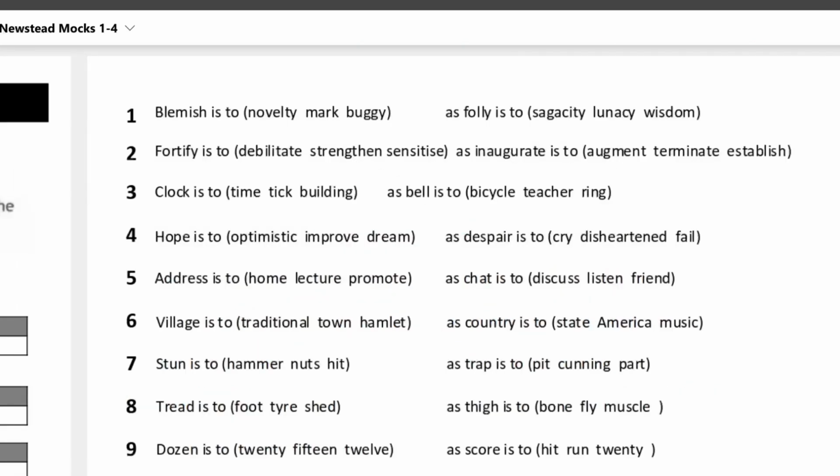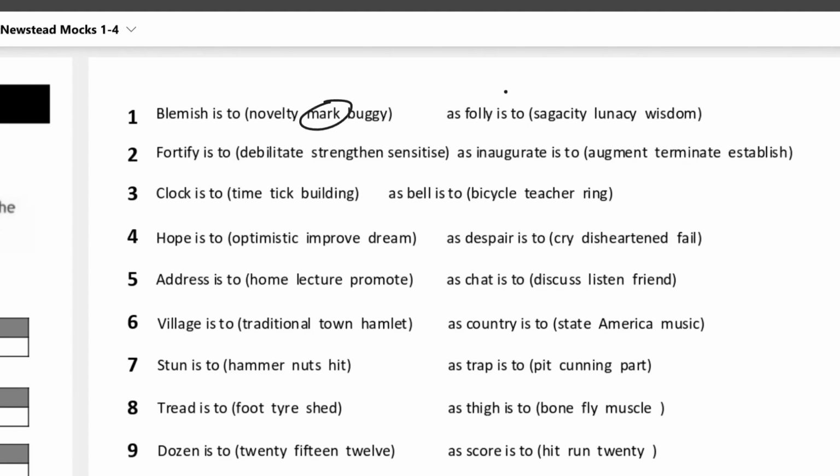So how are these words associated in analogy? Blemish, like on the face, means a mark. How do you know you've got a blemish? You have a mark. Same way, how do you know you've got folly? And folly means crazy, comes from the French word la folie. And how do you know you've got folly?